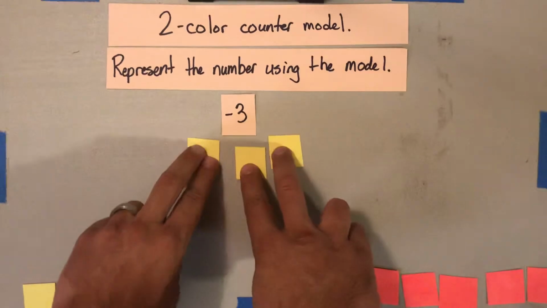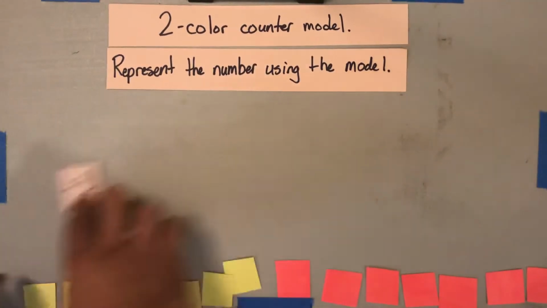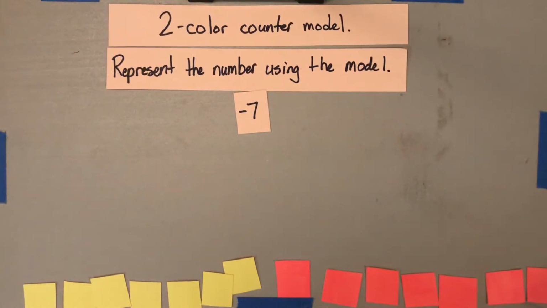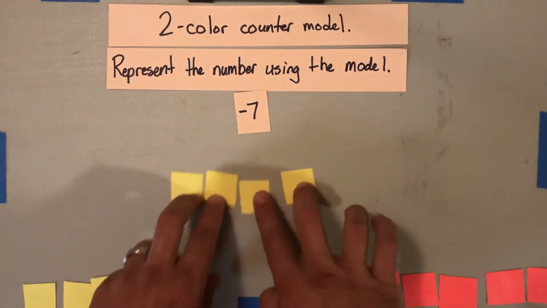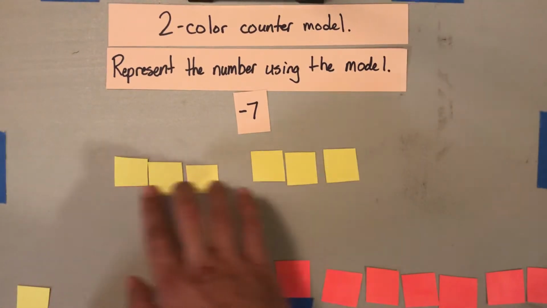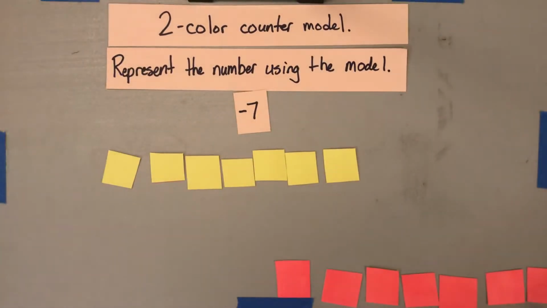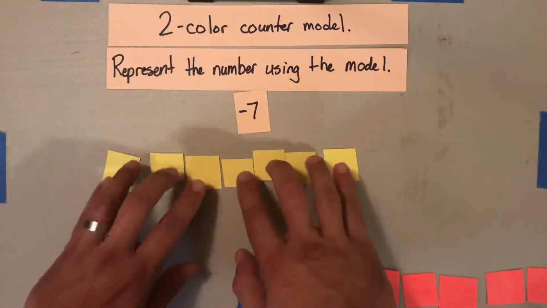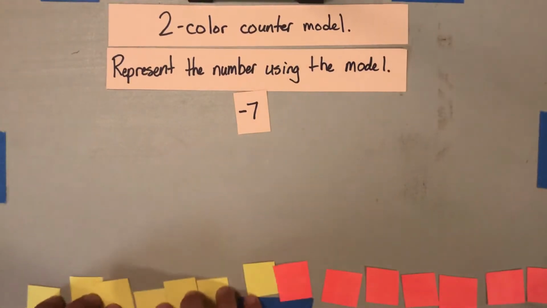All right, we'll do one more negative number. Let's represent the number -7 using a two-color counter model. And the truth is, it's pretty easy. 1, 2, 3, 4, 5, 6, and 7. There's -7. So we represent negative numbers by putting the appropriate amount of yellow counters on our workspace.